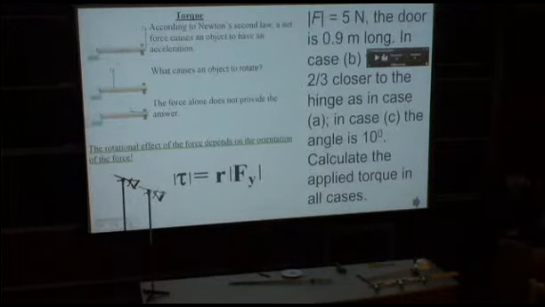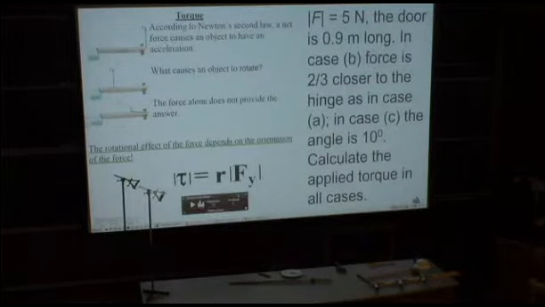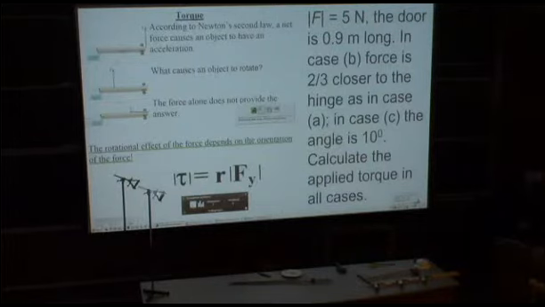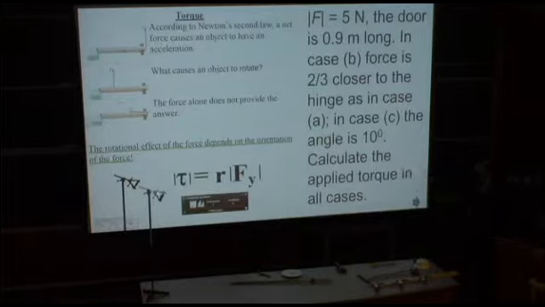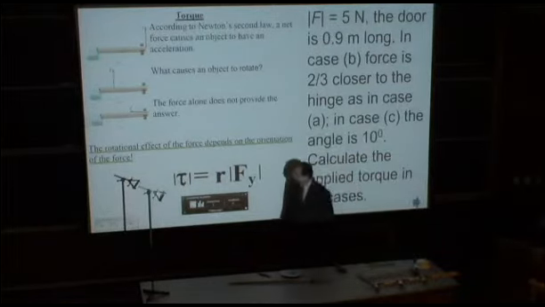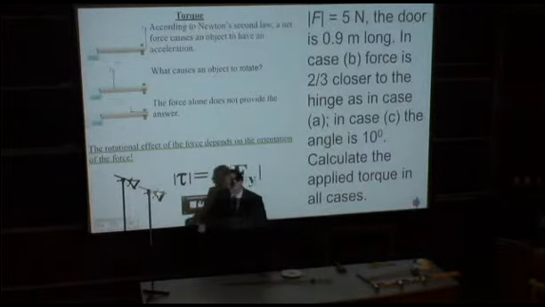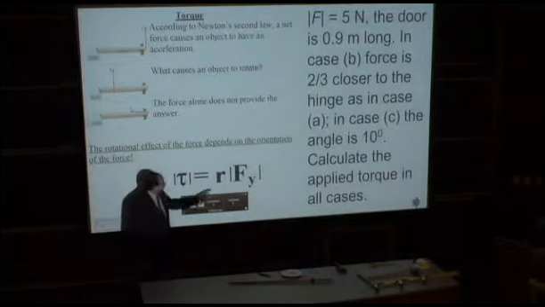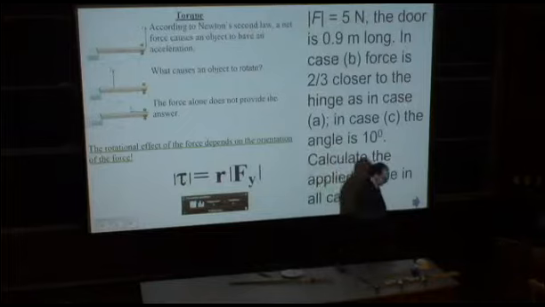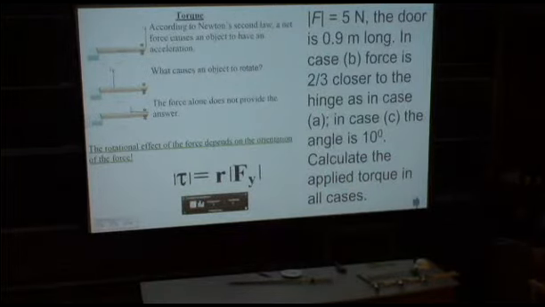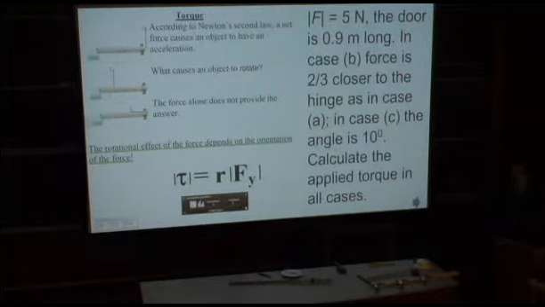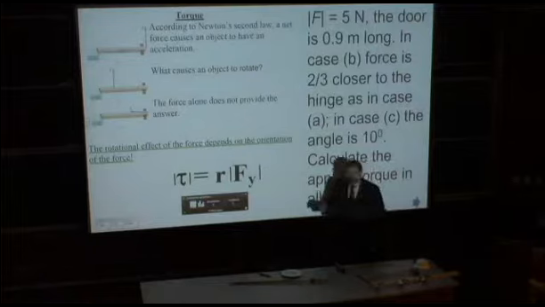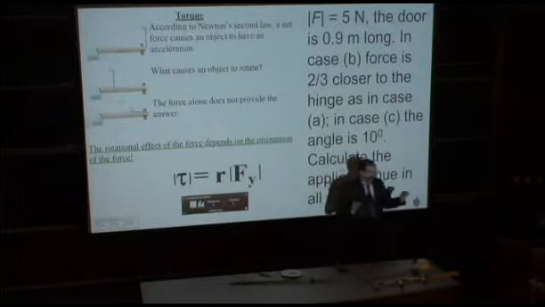Well, we can answer this question right now. That equation represents an official definition of torque. Those vertical bars, of course, mean magnitude. So r represents the distance from the point of the application of the force to the axis of rotation, and F subscript y represents the component of the applied force which is perpendicular to the line connecting the axis of rotation and the point of application.